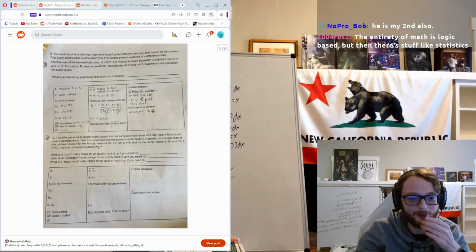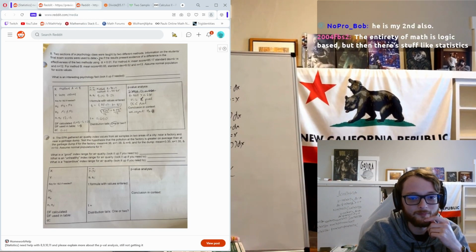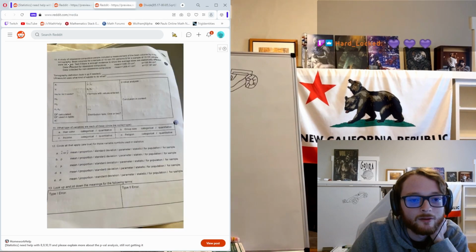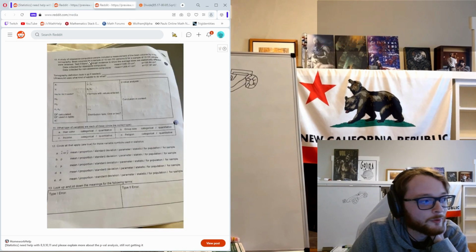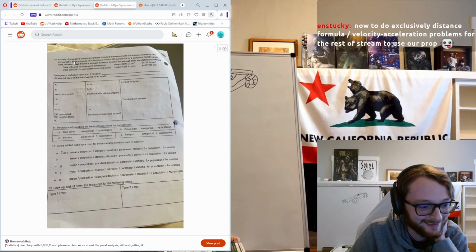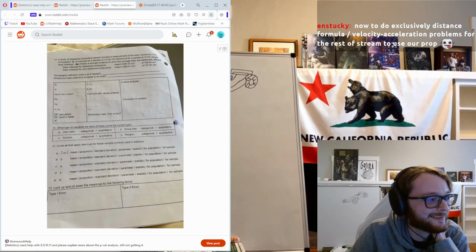So, number 9 is really just the same type of problem. So let's see if this is gonna be another 2-sample t-test, because if so, then distance formula / velocity. Acceleration problems to use that prop. Exactly, yeah.